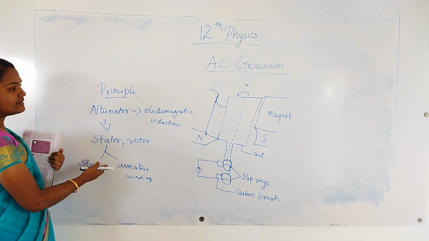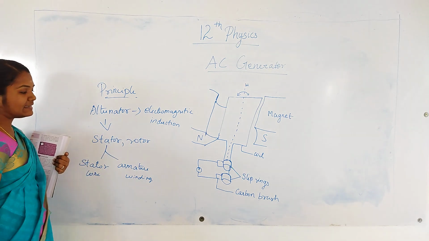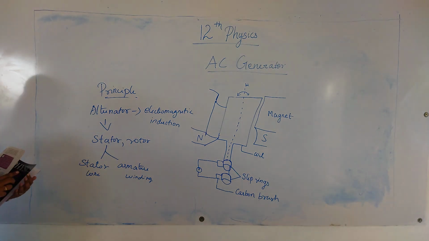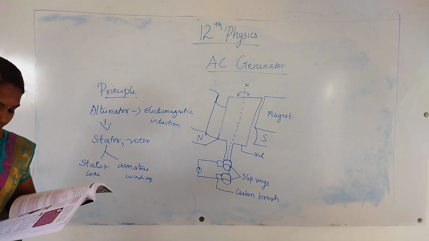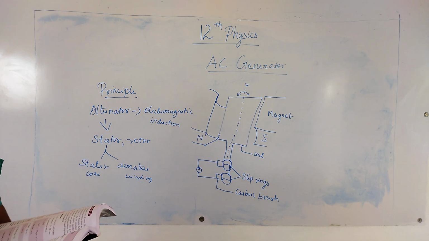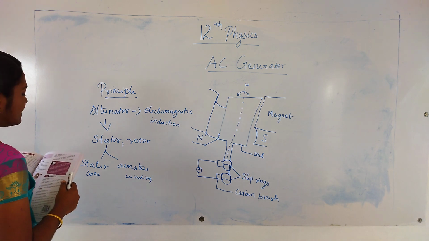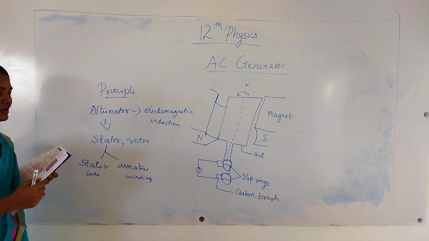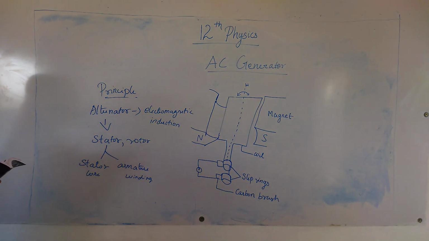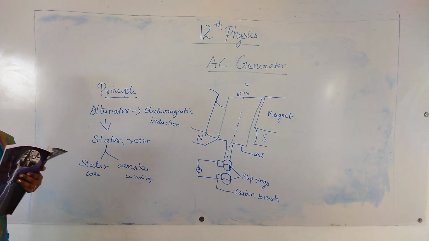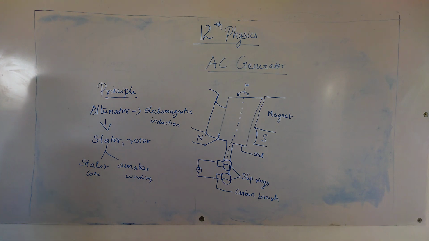The alternator works on the principle of electromagnetic induction: the relative motion between the conductor and a magnetic field changes the magnetic flux linked with the conductor, which in turn induces an EMF. The magnitude of the induced EMF is given by Faraday's laws of electromagnetic induction. The direction of current flow is given by Fleming's right hand rule.